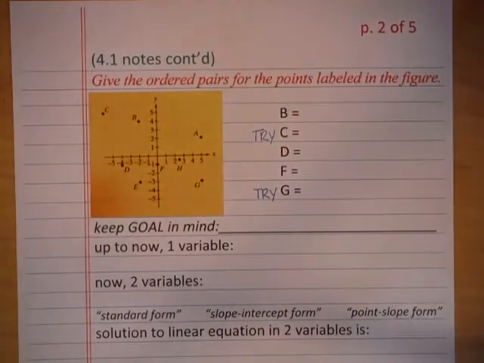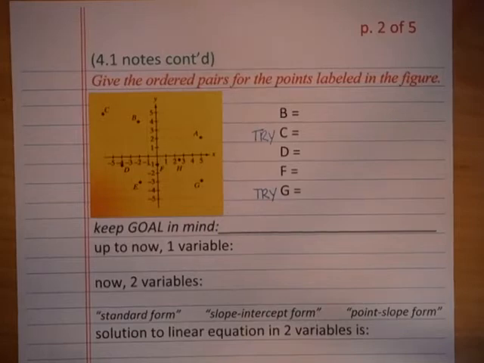Alright, we are here at page 2 of 4.1. We're learning how to graph linear equations in two variables, meaning instead of just plain old x, we're going to have x and y involved. And we hinted at this in the beginning of chapter 3 when we had story problems that had two things we were trying to find, two unknowns.